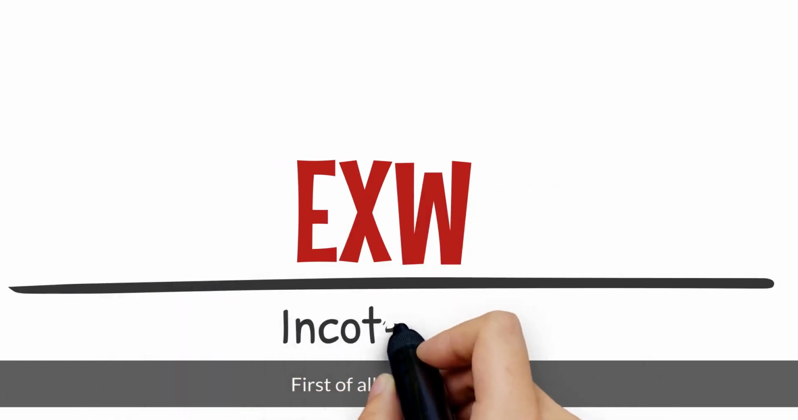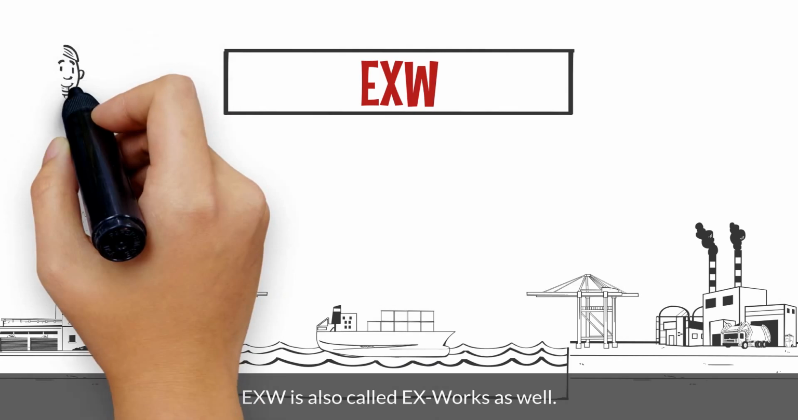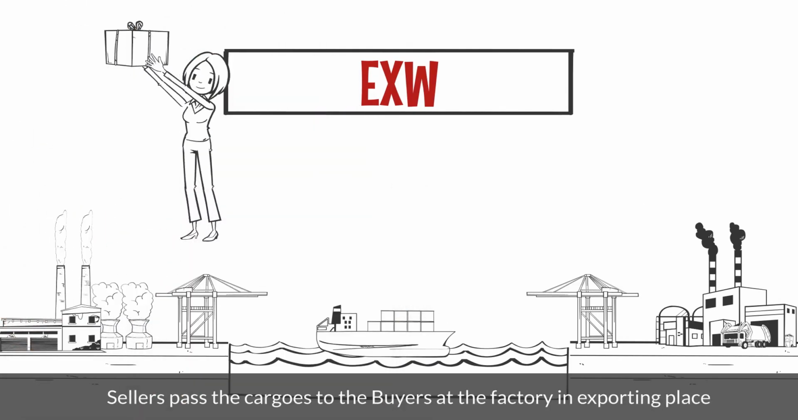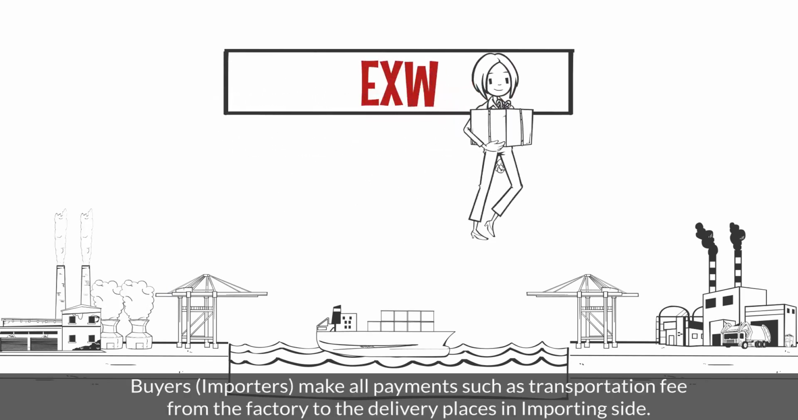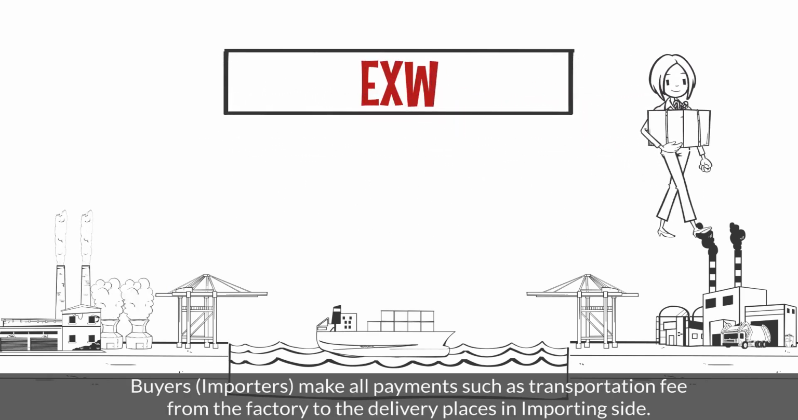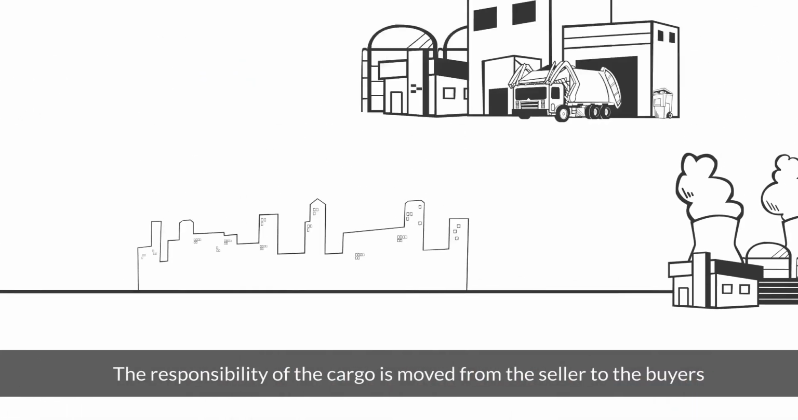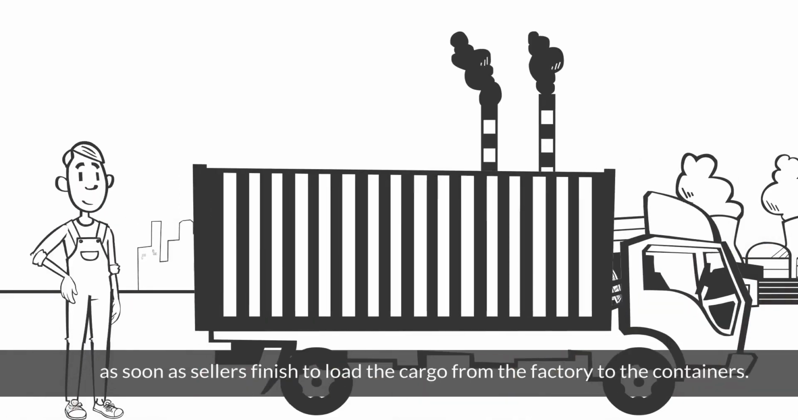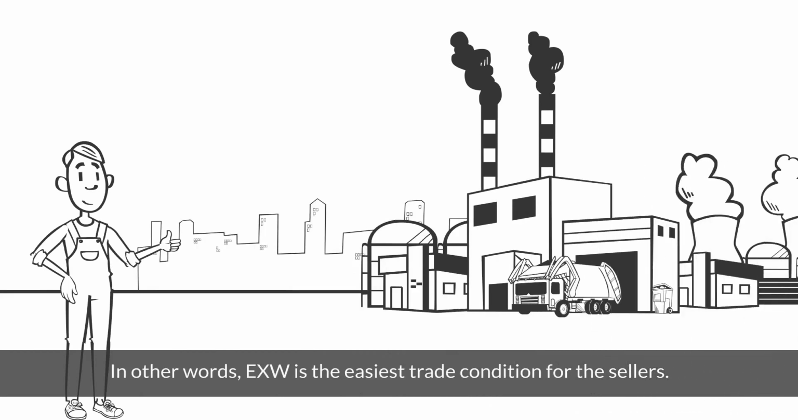First of all, it's Ex works. Ex works is also called EXW. Sellers pass the cargo to the buyers at the factory in the exporting place. Buyers, the importers, make all payments, such as the transportation fee from the factory to the delivery place on the importing side. The responsibility for the cargo moves from the seller to the buyers as soon as sellers finish loading the cargo from the factory into the containers. In other words, Ex works is the easiest trade condition for the sellers.